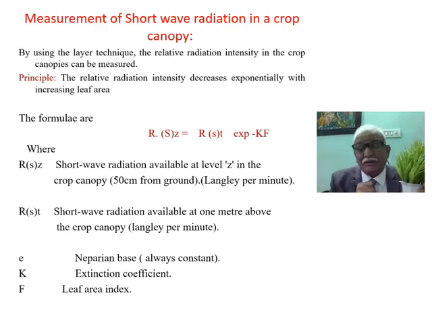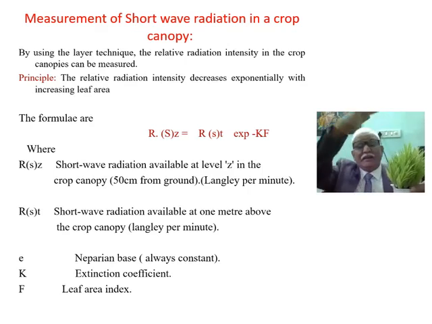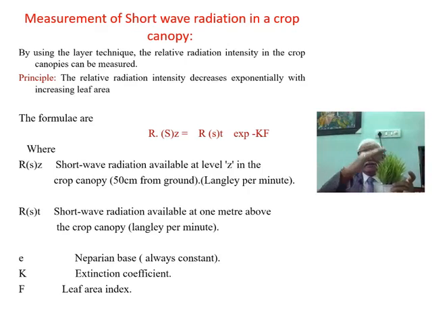What is Beer's law? Tell me. The relative radiation intensity decreases exponentially with increasing leaf area from the top to bottom. So the leaf layer technique means the layer technique. Different layers are taken. Now, simplest, easiest, but wonderful interpretation.